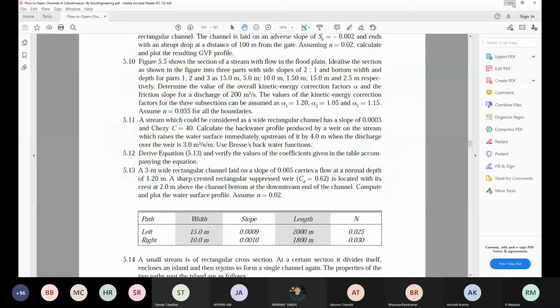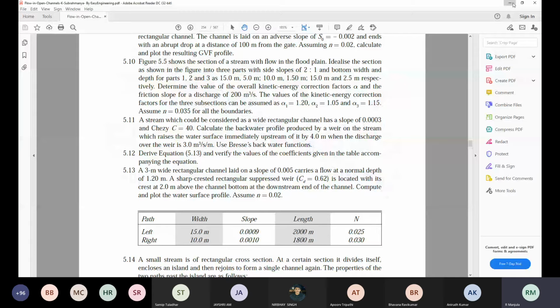If it is handwritten, that is fine. Excel is also fine, but I prefer that 1 or 2 problems be handwritten. Then only will you have the habit of doing the computations. So try 1 or 2 problems with the tabulation.